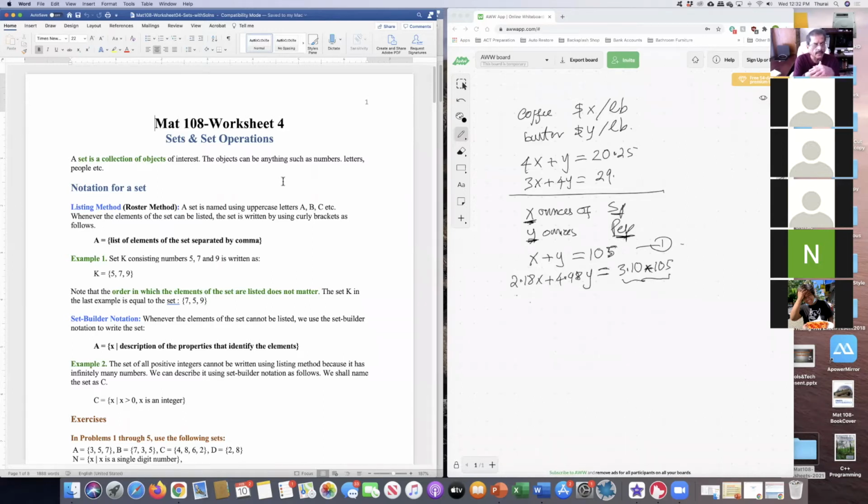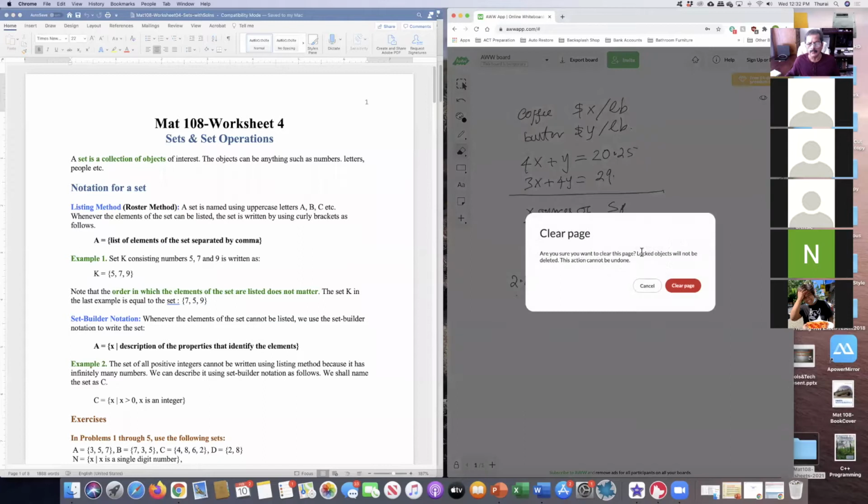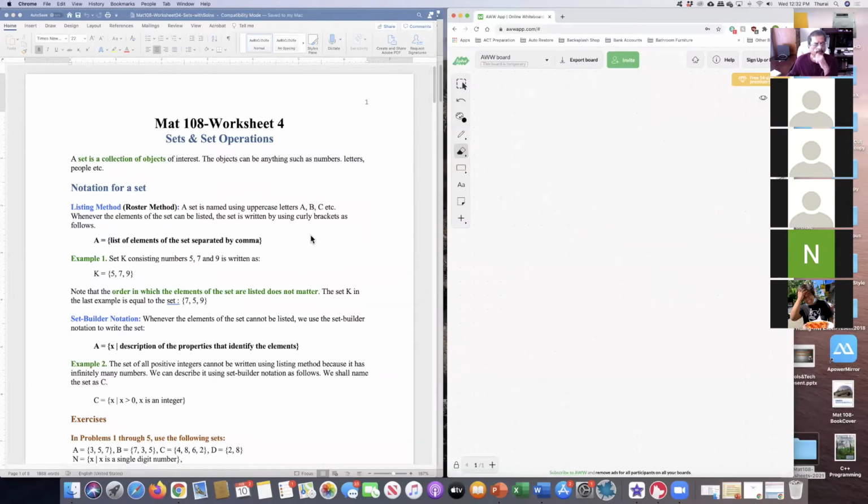But fortunately, this topic is fairly easy. Set theory is very easy. So you should be able to handle this one well, but the counting technique is not that easy. Anyway, let's begin the set theory.